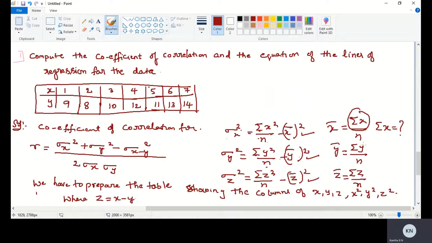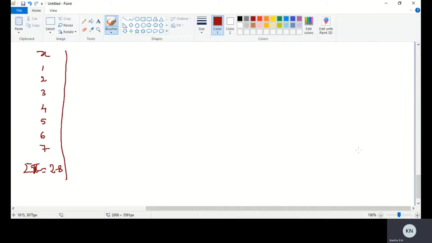Then similarly we need to find the summation of y. Write down here y is 9, 8, 10, 12, 11, 13, 14. Means summation of y, add it here: 9 plus 8, plus 10, plus 12, plus 11, plus 13, plus 14. Add it. Okay, you will get 77.